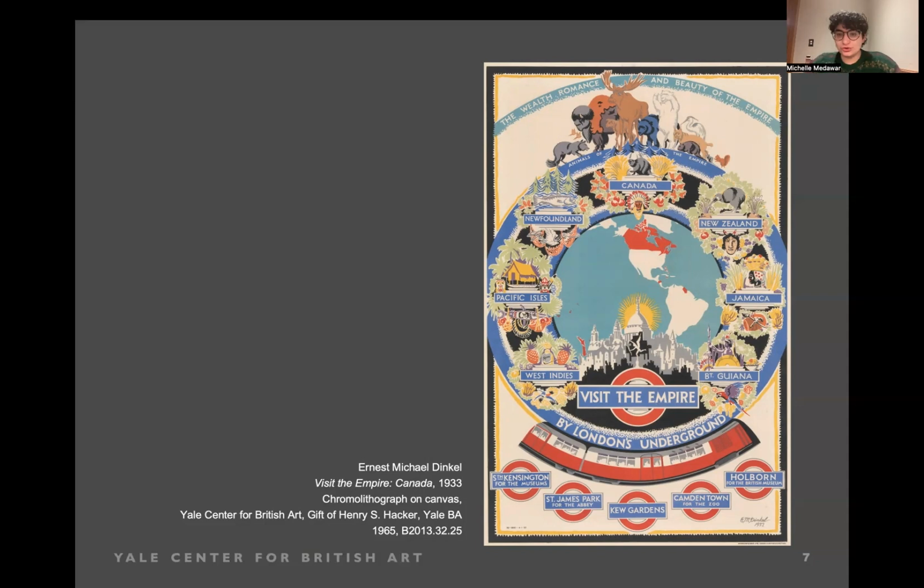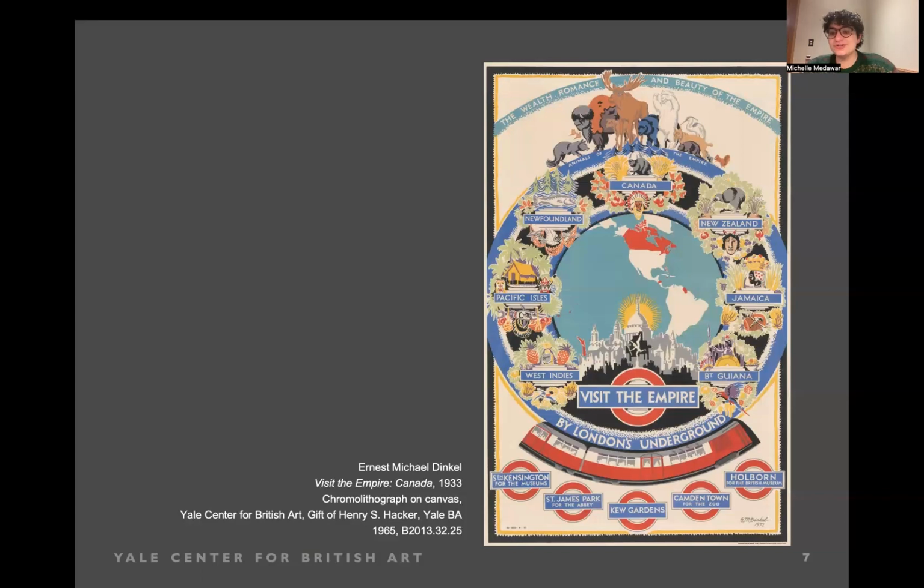In this print, we see the underground symbol, this blue circle with the red line. So it's kind of a modification of the red circle with the blue through line of the underground symbol. Showing a map of the Pacific and Atlantic Oceans, really depicting the colonies, North America, and then parts of the Pacific. So the purpose of this print was twofold.